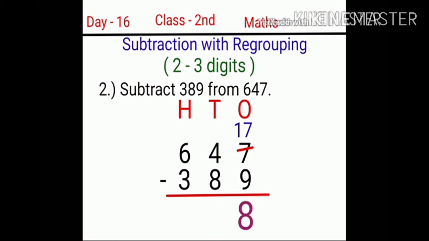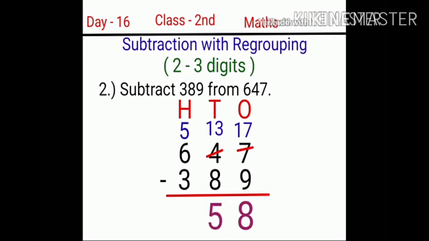Now in the tens place, 10 will be less. We have 4 in the tens place. So now 4 will become 3. From 3 we cannot subtract 8. So we will borrow 100 from the hundreds column. So this 3 will become 13. 13 minus 8 is 5.